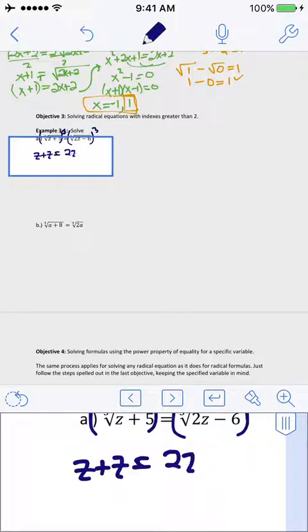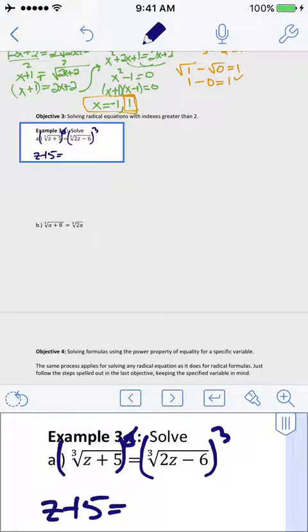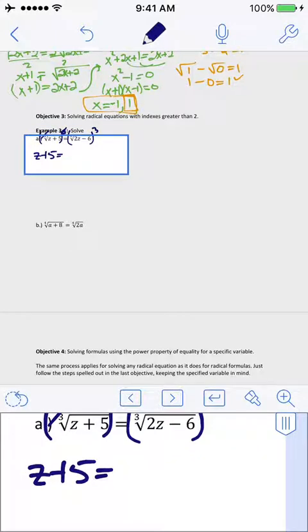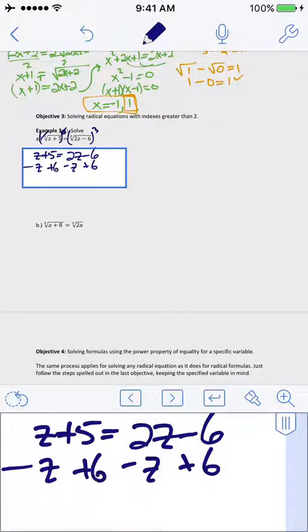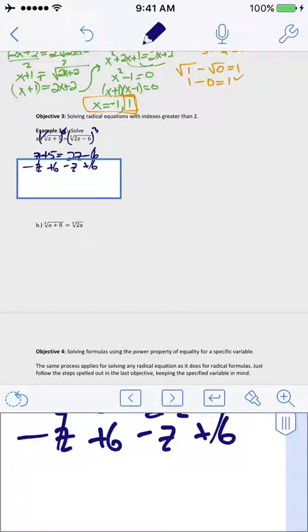Oops. Not z plus z, Miss K. Z plus 5. Those two cancel. Cube cancels the cube root. In this case, that plays out well on both sides, and I end up getting just a linear equation. I can subtract z, add 6, add 6. I end up getting 11 is equal to z.